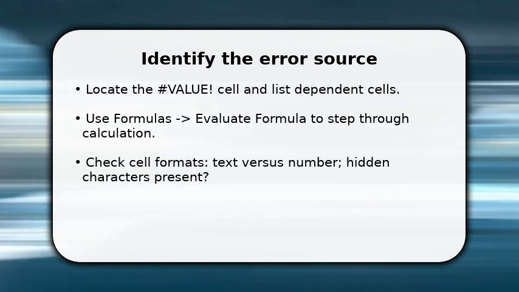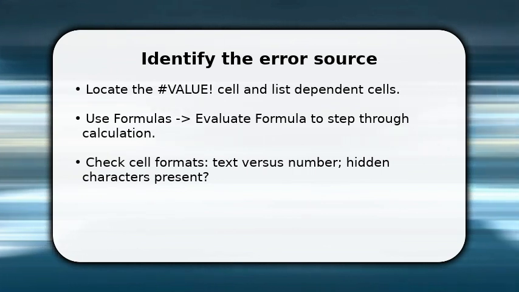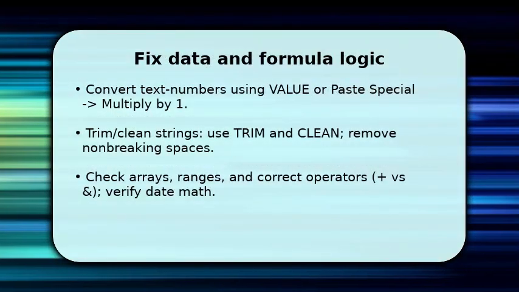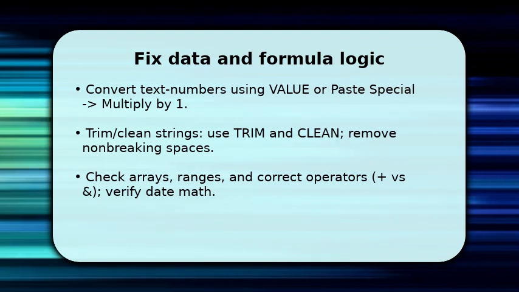You do this because Excel throws #VALUE! when an operand type or character is incompatible with the function you used. Next, correct the offending inputs and adjust the formula logic so operations match types. Convert strings to numbers with VALUE or multiply by 1, and apply TRIM and CLEAN to remove stray spaces and control characters that break functions.